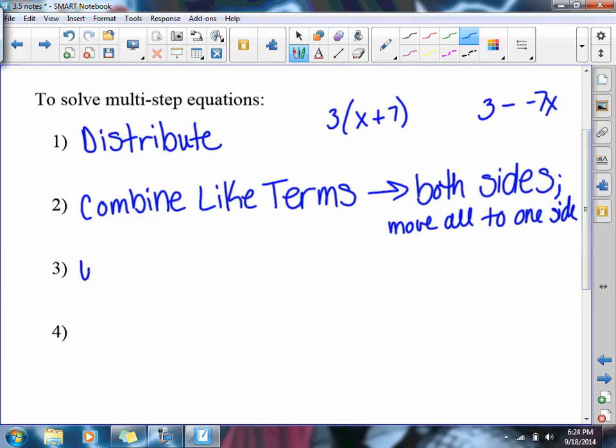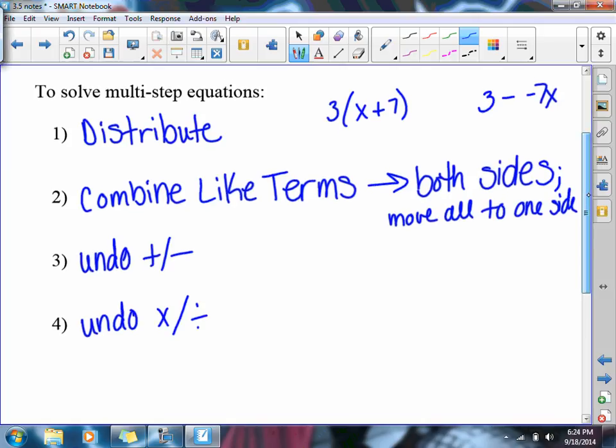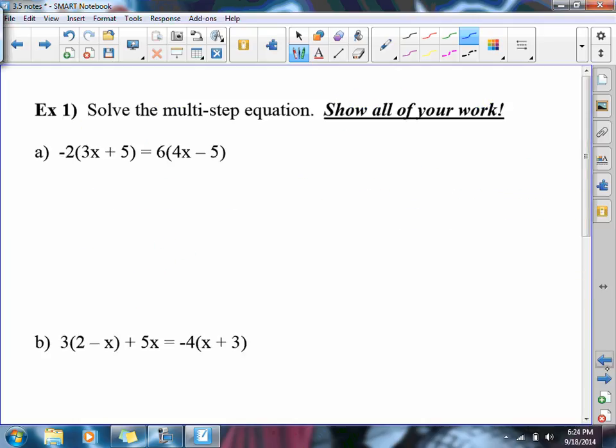Then we will undo any addition or subtraction that's left over, and then we will undo any multiplication or division that's left over. We have gone through all of these steps in previous lessons. Now we're just going to practice them in big, elaborate problems, and we're going to take them a step at a time.